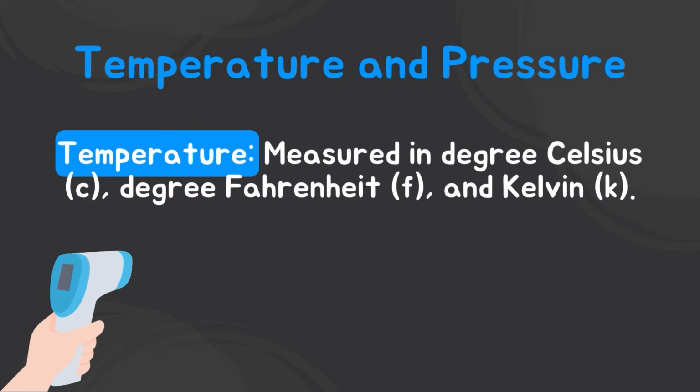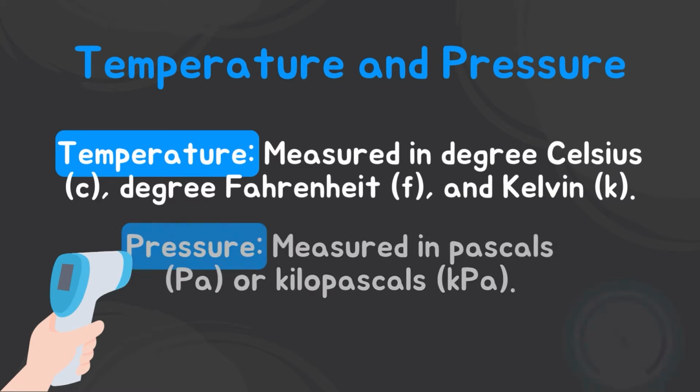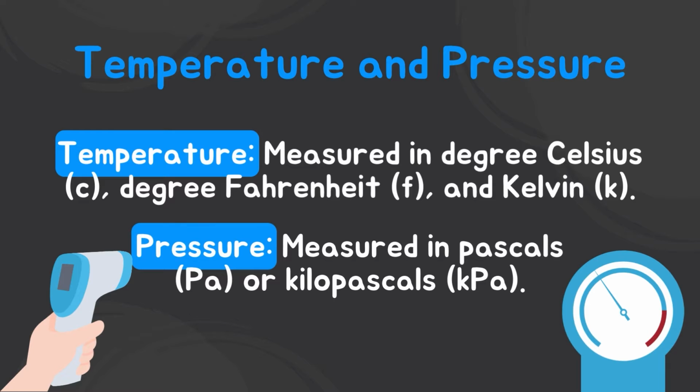Temperature and pressure. When an object is at a higher temperature, it means that the particles inside of the atom are moving at a higher speed. Temperature can be measured in degrees Celsius, degrees Fahrenheit, and Kelvin. Pressure refers to the force that is applied upon an object's area. Force can be a push or pull in one direction. Pressure can be measured in pascals or kilopascals.